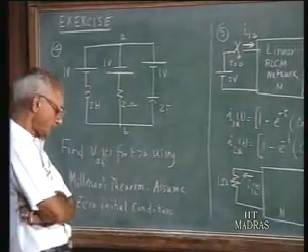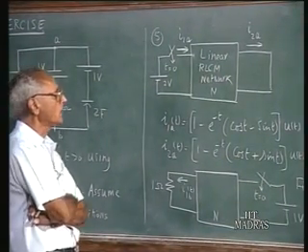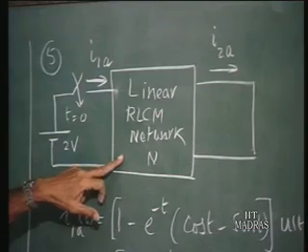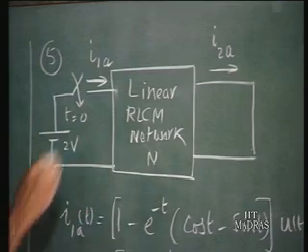Problem number 5. You have a linear reciprocal network N with zero initial conditions.